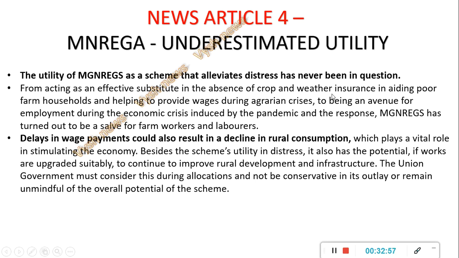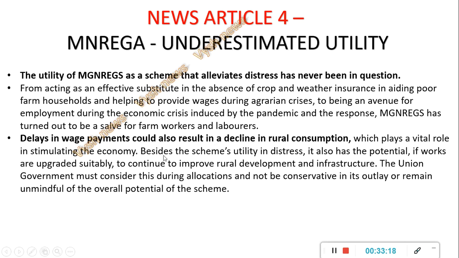Suppose you don't have crop insurance or weather insurance. Now there is Fasal Yojana and all, but still, if it is not there, it will help the poor to get some revenue in times of agrarian crisis. And it also is an avenue for employment during the economic crisis due to the pandemic. Okay, so everybody agrees it is an important thing, and that is the utility. Everybody agrees, and there is no question about it.